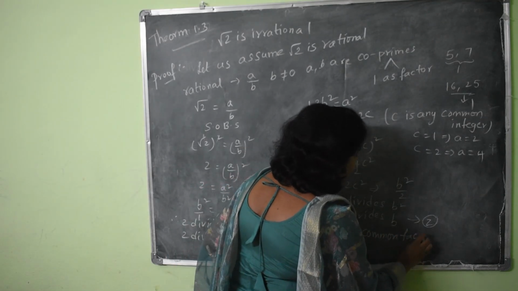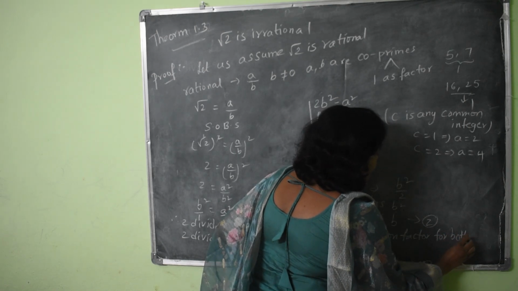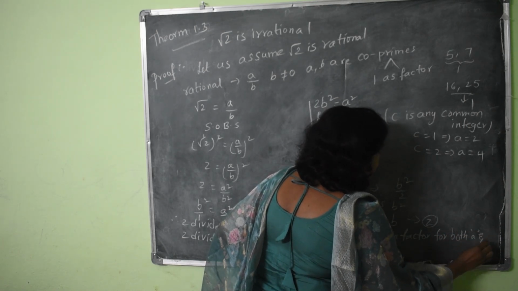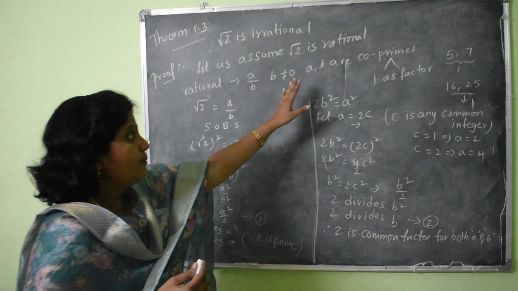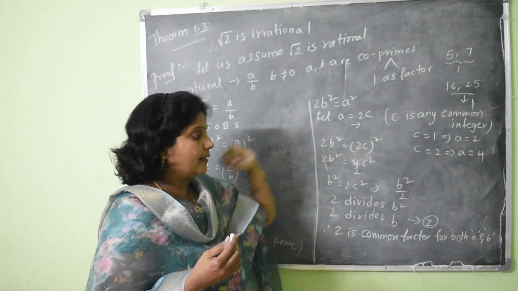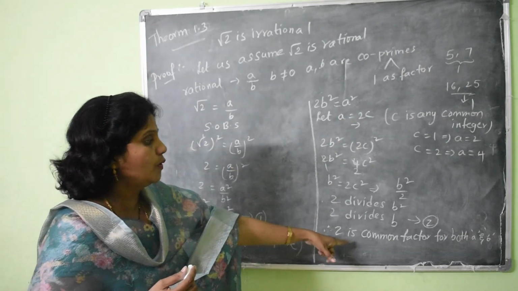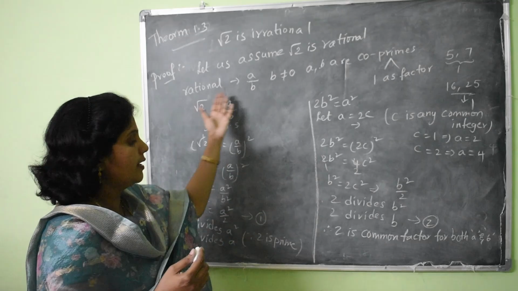Common factor for both. 2 is a common factor for both A and B. But as we have discussed, A and B should be co-primes. For co-primes, 1 should be the only factor. But what we have got here is that 2 is a common factor. So we can tell now that the assumption is wrong.